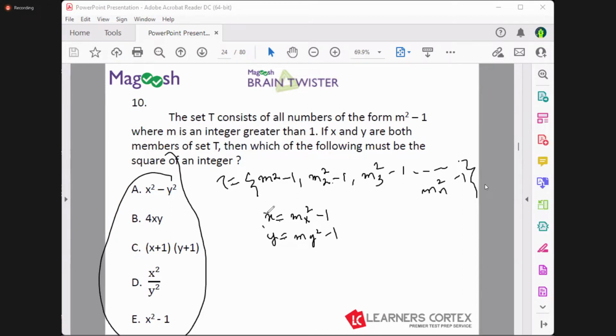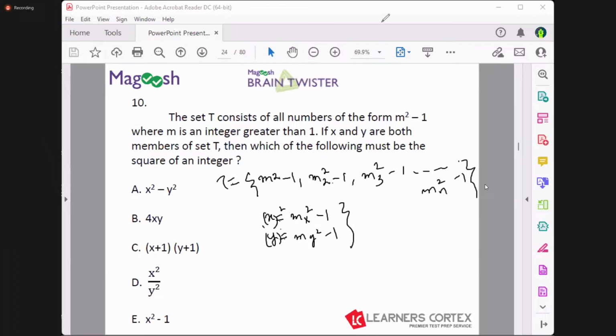So if we square this and square this, it would be m_x to the power 4 plus 1, and then there will be minus 2 m_x. Since there will be 1 here and minus 2 m_x here, we are not necessarily sure whether this would be a perfect square or not. Same thing for y squared. We also don't know whether multiplying these two values would actually yield a square.